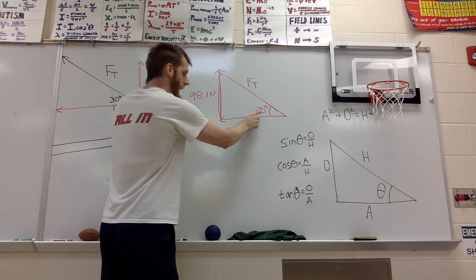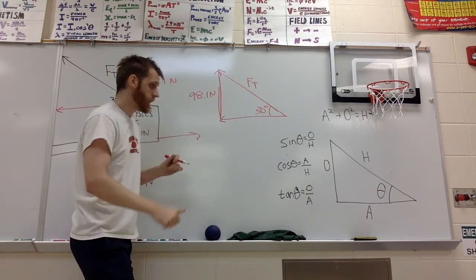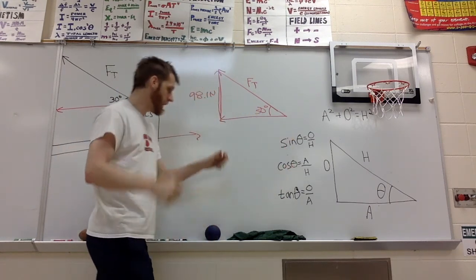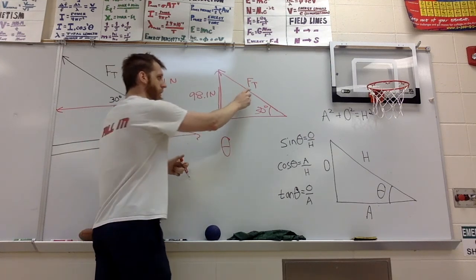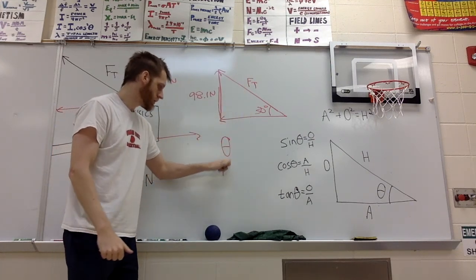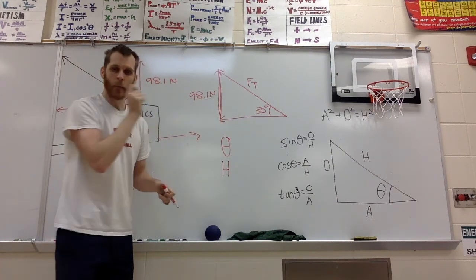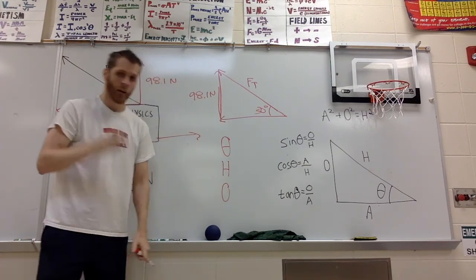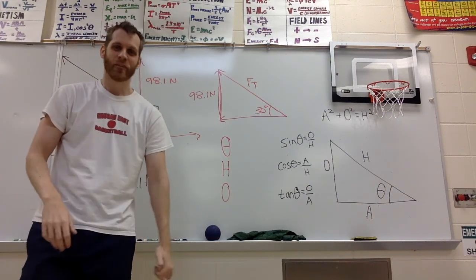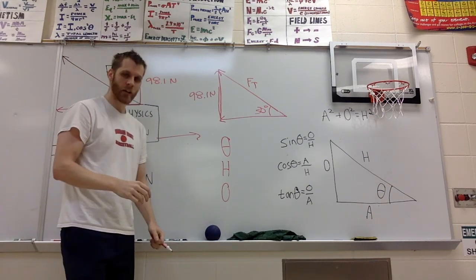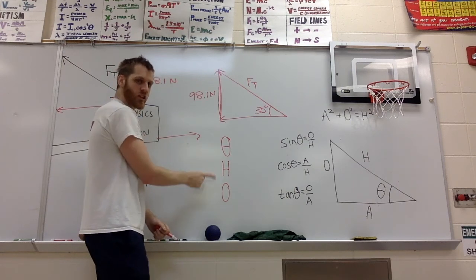So I know the angle is theta. I'm given the angle. I know the Ft, that's my h. Well, I don't know it, but I'm trying to figure it out. And then I know over here is the opposite side, I know the O. So, to figure out the equation I need to use, I need to find an equation with angle, h, and O in it.